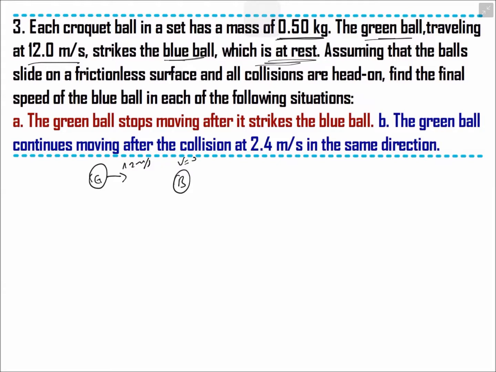At part A, it says, let's see, the green ball stops moving after it strikes the blue ball. It means at A, the final velocity of the green ball will be 0.